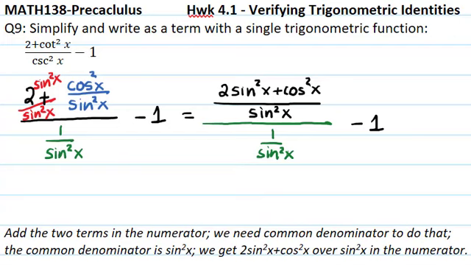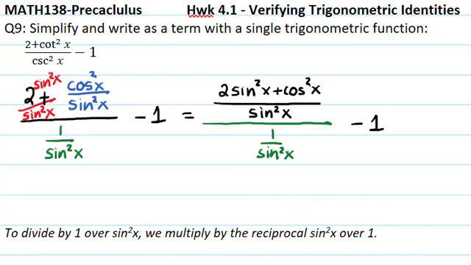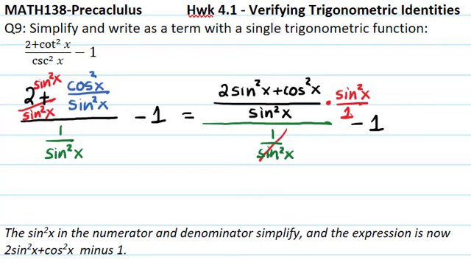We get 2 sine squared of x plus cosine squared of x, all of it over sine squared of x in the numerator. To divide by 1 over sine squared of x, we want to multiply by the reciprocal, which is sine squared of x over 1. The sine squared of x in the numerator and denominator will simplify. We end up with the expression 2 sine squared of x plus cosine squared of x minus 1.